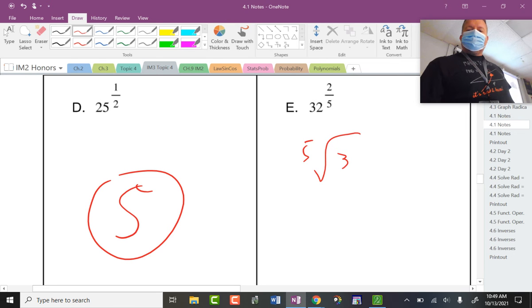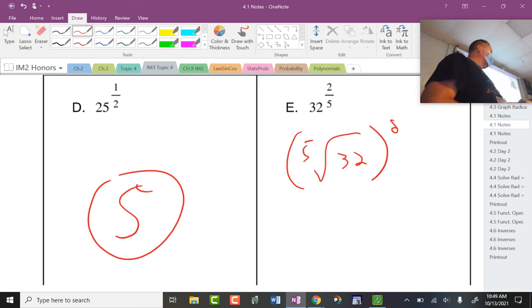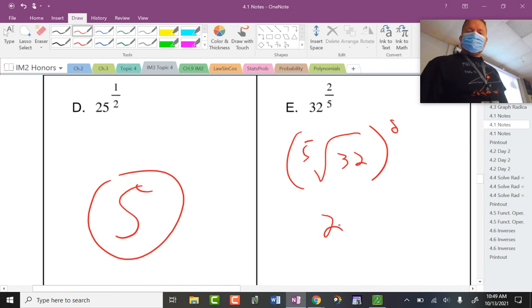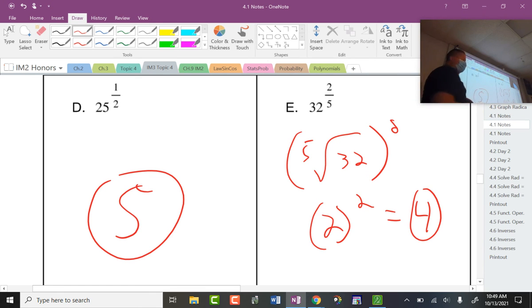Fifth root of 32 squared. We already answered what the fifth root of 32 is. What is it? 3, 2, 1, go. Oh, no, we don't know the fifth root of 32? 2. Okay, 2 times itself 5 times equals 32. And then 2 squared is 4. Okay? All right, couple more.